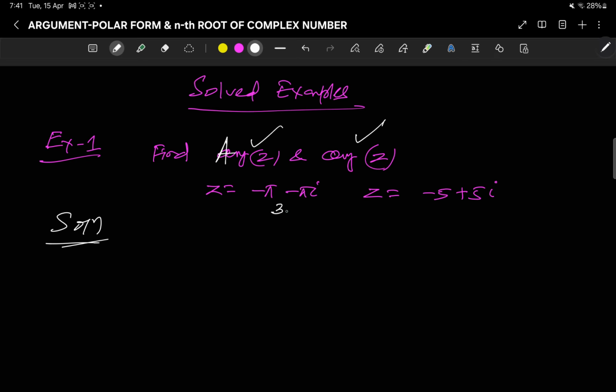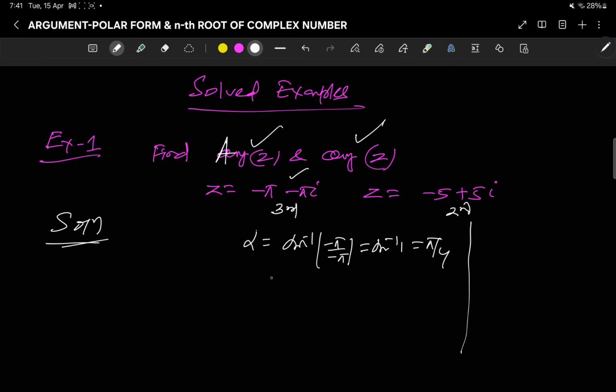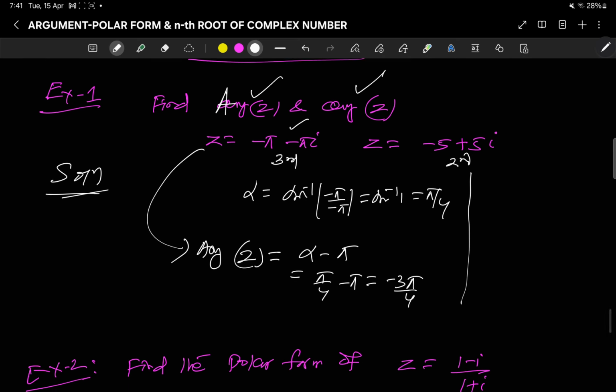So here it lies in the third quadrant. It lies in minus 5. It is in the second quadrant. So what is my alpha? Alpha is tan inverse of, this is minus pi by minus pi, here tan inverse of 1, which is pi by 4. And so here in the third quadrant, what is ARGZ? ARGZ is alpha minus pi. It is pi by 4 minus pi, which is minus 3 pi by 4, is it not?